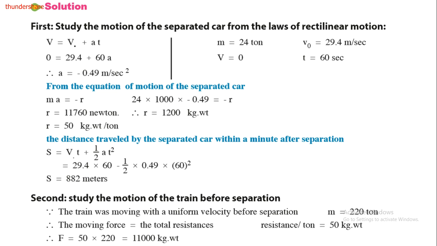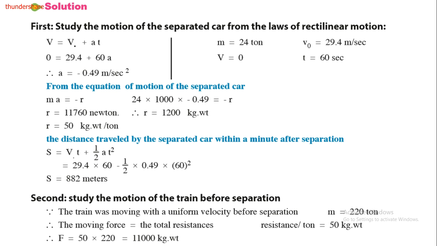Okay, the distance traveled by the separated car within a minute after separation. Again, the distance traveled by the separated car within a minute after separation. Of course, the acceleration here is negative 0.49 and t equals 60 seconds. So the distance of the car equals 882 meters. Now we need the distance of the remaining part of the train after 1 minute. Do you understand? Then we subtract them from each other.